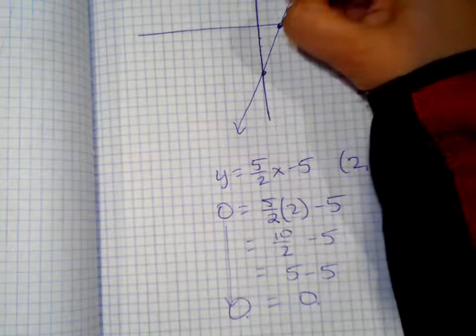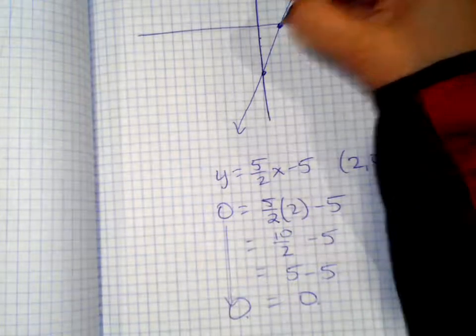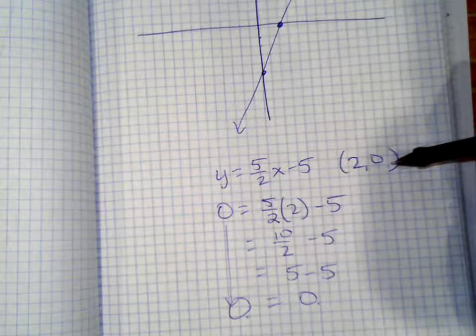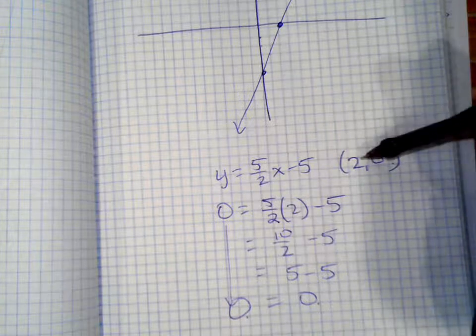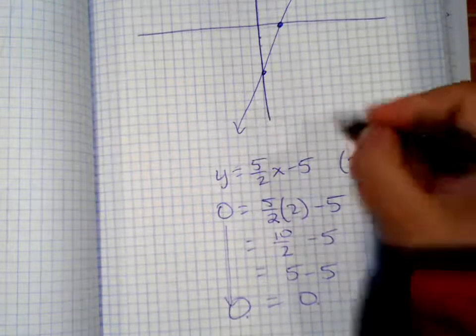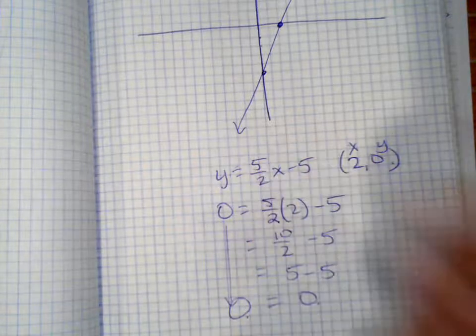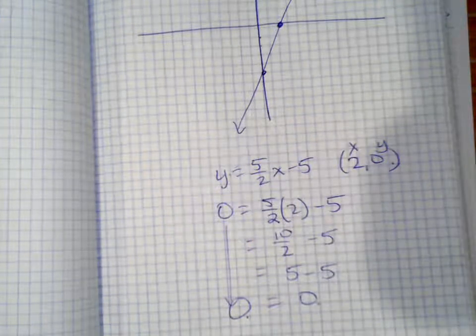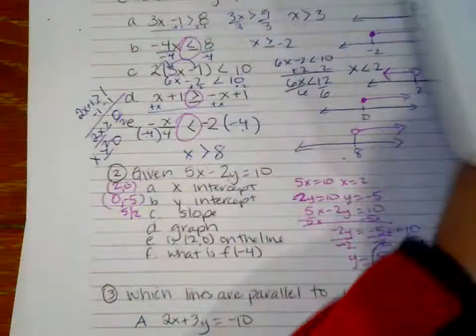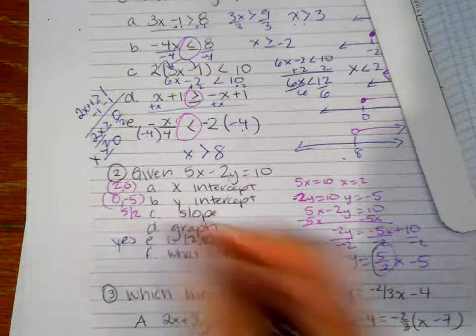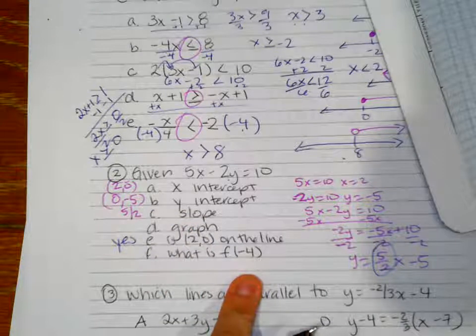Now, that was also my x-intercept. So that was an easy one just to see without doing any math. But right here, this is where you guys should have come in and you can just plug in. So here's your x, here's your y. Don't make the same mistake I did by adding a negative where you shouldn't. Okay, so yes, this guy is on the line. Is 2, 0 on the line? Yes. And then what is f of negative 4?